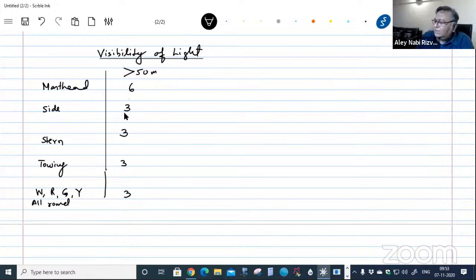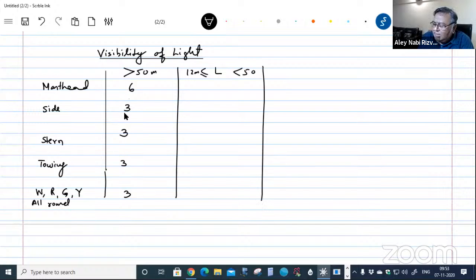Perfect. Now you have another vessel, and in this vessel, the length is more than 12 meters but less than 50 meters. So this is the length of the vessel: 12 meter or more, that means it can be 12 meter also, but less than 50 meter. Earlier, this vessel was 50 meter or more. The correct sign will be this one, by the way. 50 meter or more.